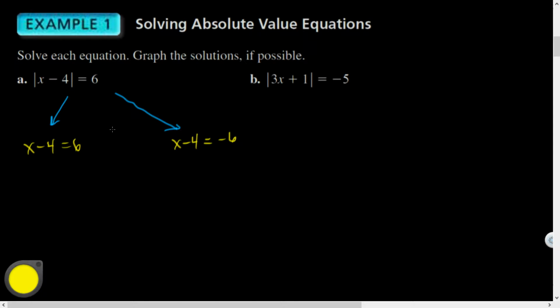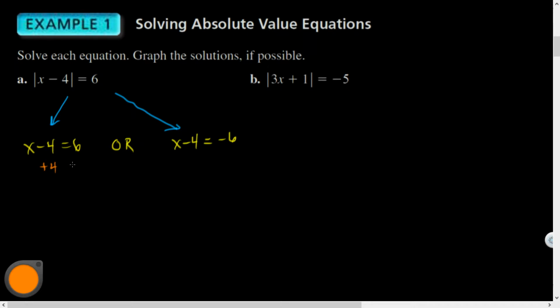So those are the 2 cases, and guess what? We can even throw an or in between those because it was either one or the t'other. And we're going to solve both of these, and we may have as many as 2 solutions to this problem. And now that these are just linear equations, they don't have absolute value, I solve all normal style. So how do I get x by itself over here?